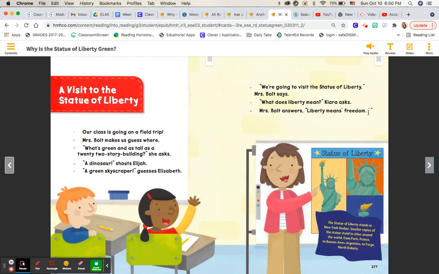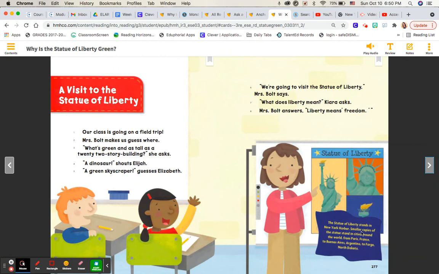My question was, where is the Statue of Liberty? The Statue of Liberty stands in the New York Harbor. Small copies of the statue stand in cities around the world, from Paris, France, to Buenos Aires, Argentina, to Fargo, North Dakota.